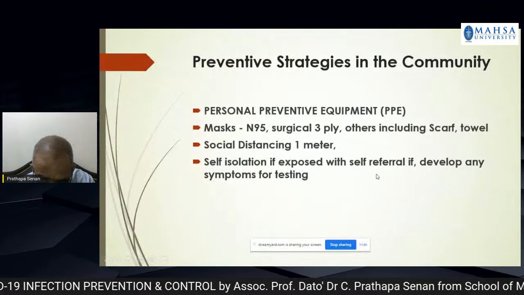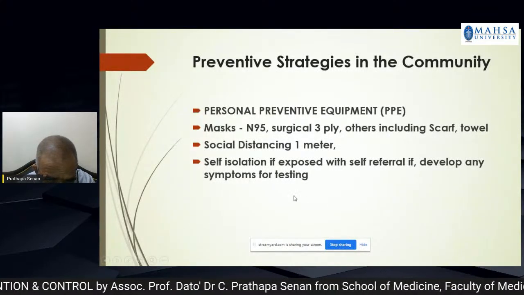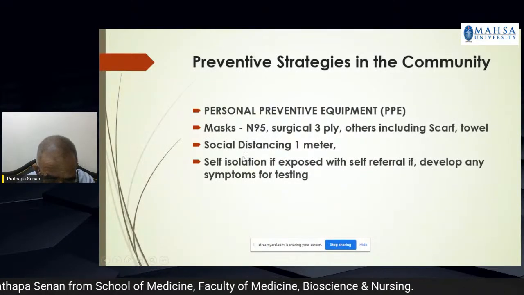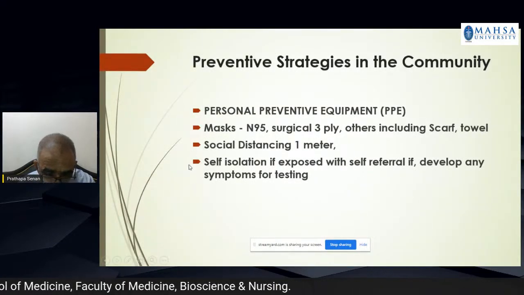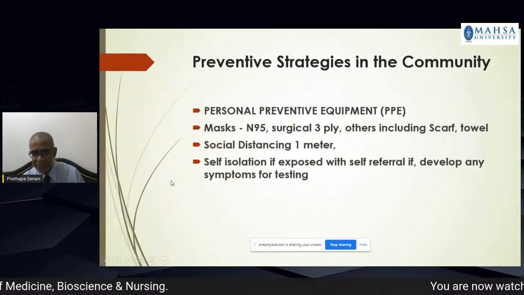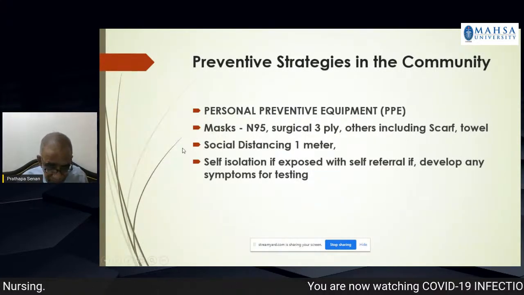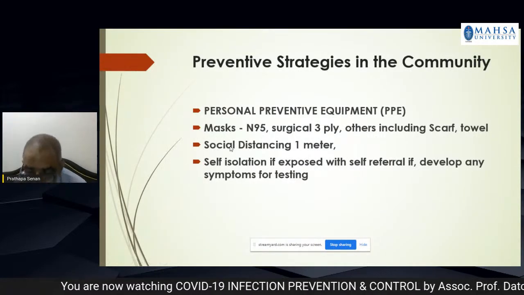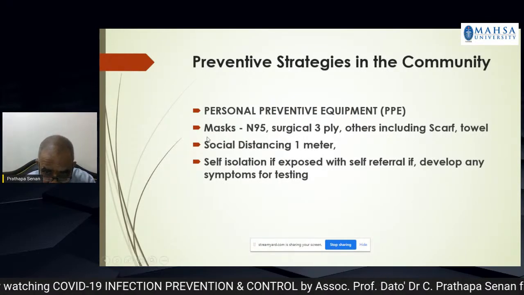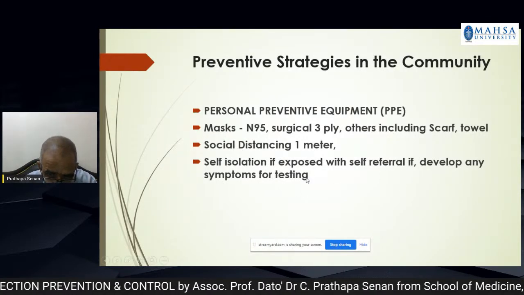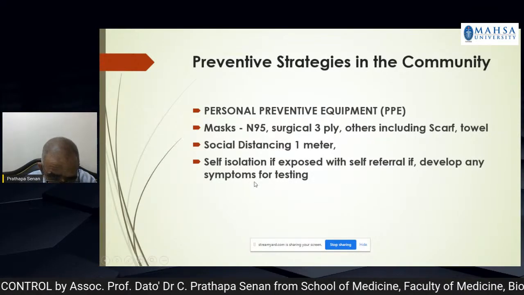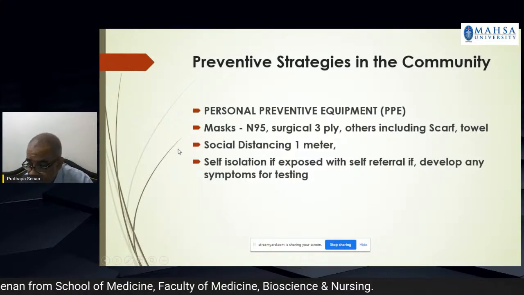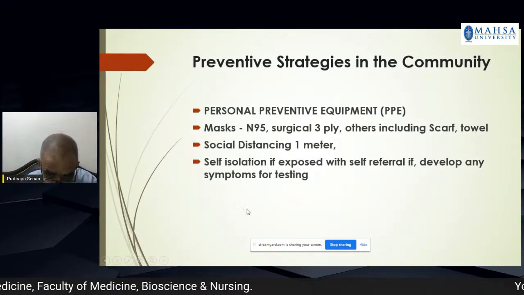Self-isolation if exposed, with self-referral for testing if they develop any symptoms. Now, this is where you also have to worry, because self-isolation can expose the family to the disease. If you're not completely isolated in the house from your family, then as I told you, the 2 days before you get a symptom, because you only go for testing after you get symptoms, you are exposing them in the first 1 or 2 days when you're asymptomatic and you can still spread.